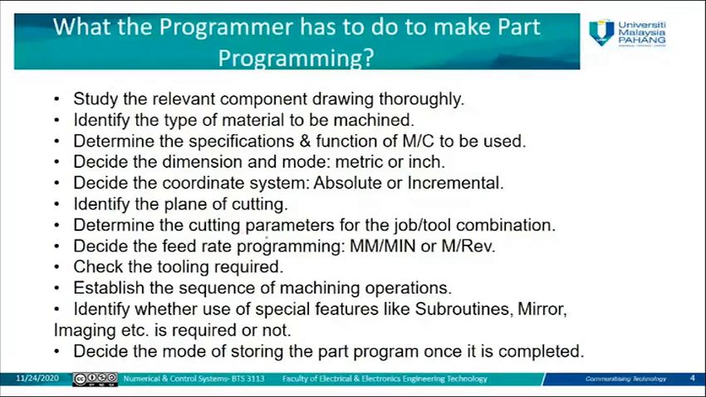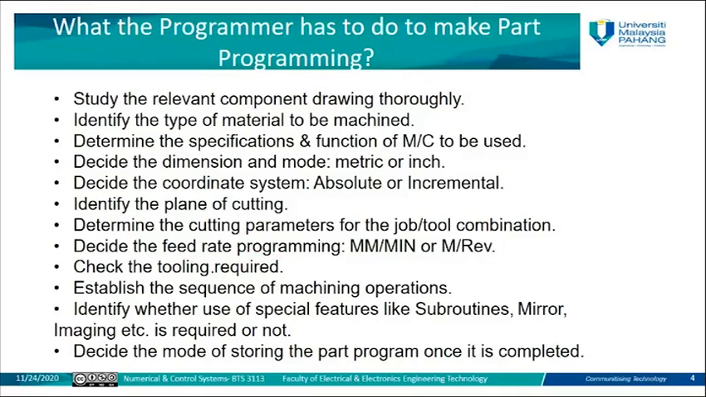Determine the cutting parameters for the job and combination and the size of the tool that he is going to use. Decide the feed rate for programming. So all these parameters we are going to go through in this chapter. The ones that we already covered in the previous chapter, like coordinates and so on, we are going to see how to include in our program. The ones that we didn't talk about yet, we are going to give a definition and overview. So you will learn how to calculate these values and how to include these values in the program.